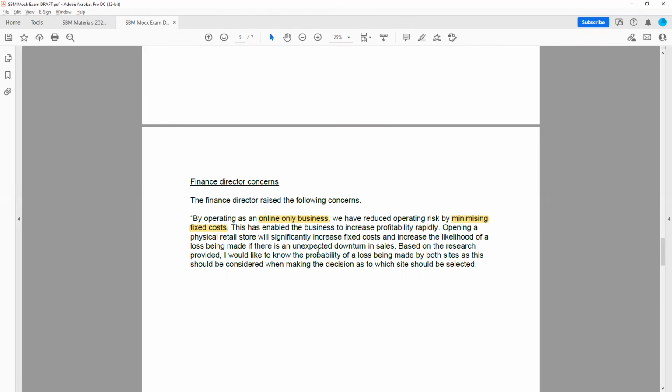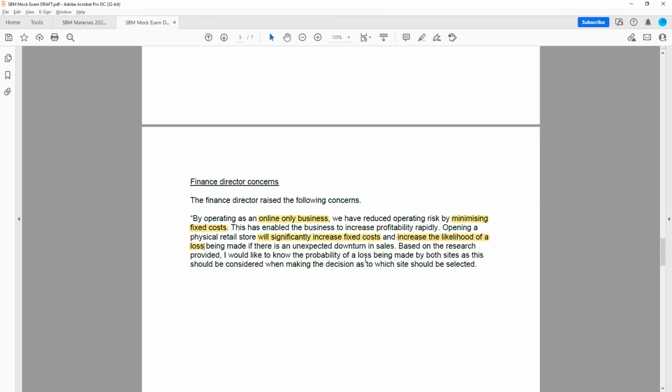Now we're told that opening a physical retail store will significantly increase fixed costs and increase the likelihood of a loss being made if there is an unexpected downturn in sales. So of course, if they now have fixed costs, then if volume drops, they're still going to have those fixed costs. And therefore that does increase the likelihood of a loss being made. Whereas at the moment, they have very few fixed costs. So even if volume decreases, they haven't got many fixed costs to cover, or as many fixed costs to cover.